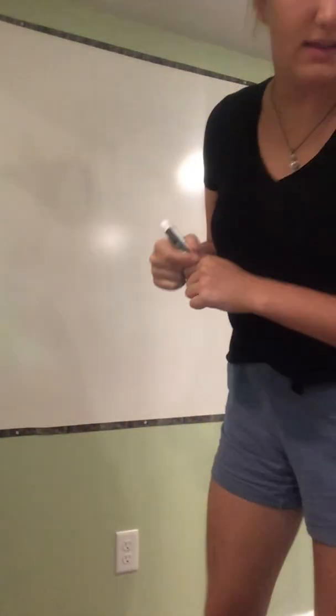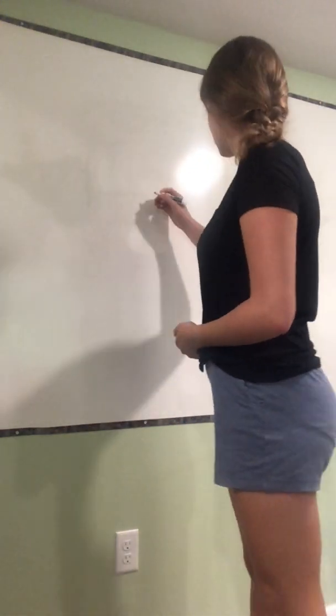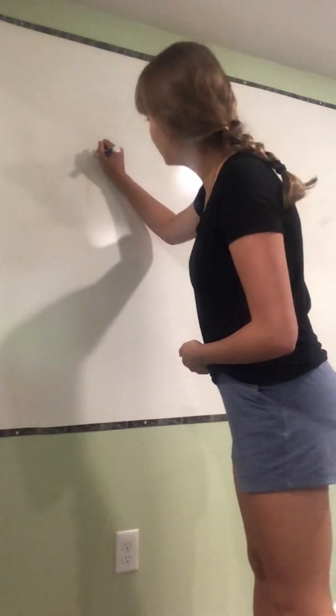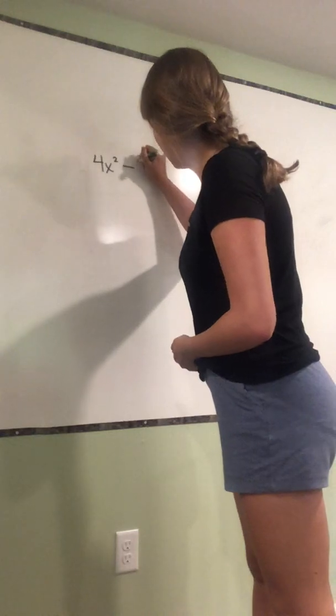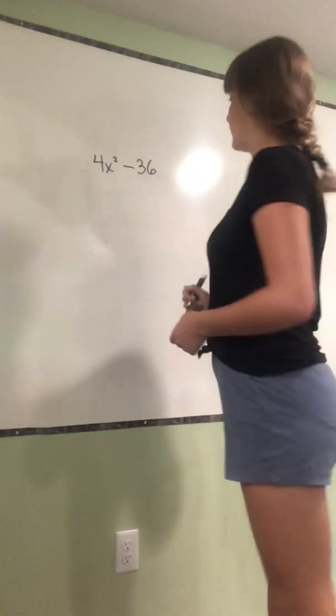Today, I'm going to work through a problem of factoring a quadratic equation. This is going to be difference of squares, though. It's a little different. So our problem is 4x squared minus 36. So can you see that? Okay, 4x squared minus, okay, good, that's nice and clear.